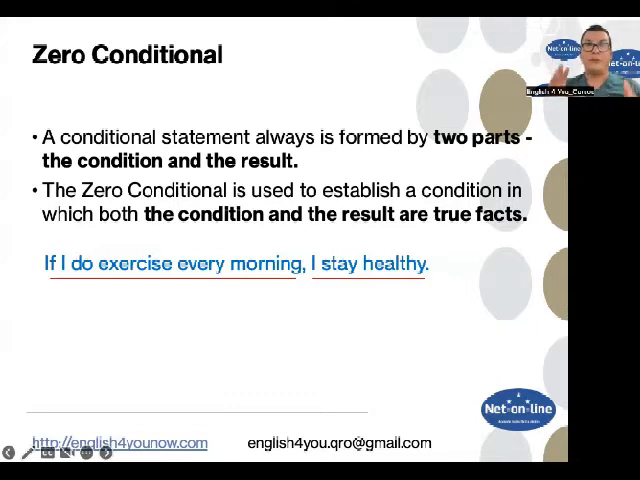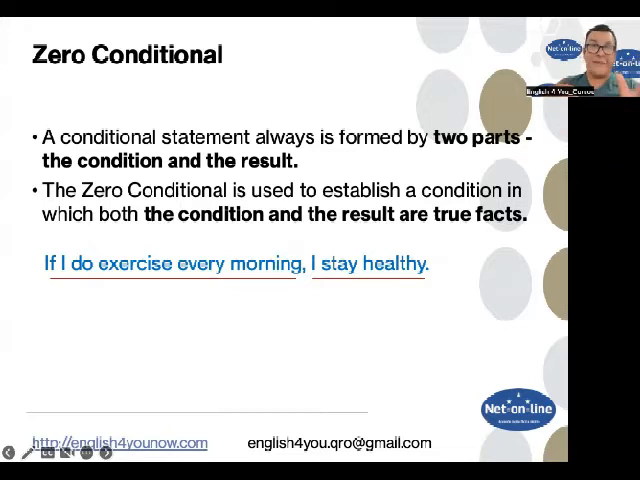Ok, chicos, cuando nosotros tenemos un condicional, siempre va a estar formado por dos oraciones. La parte del condicional y la parte del resultado. Siempre. Esto es para todos los condicionales. ¿Qué sucede con el condicional cero en inglés? El condicional cero en inglés lo que nos va a permitir es describir una condición y un resultado en el que ambos son reales. Es decir, no podemos cambiar esta realidad.